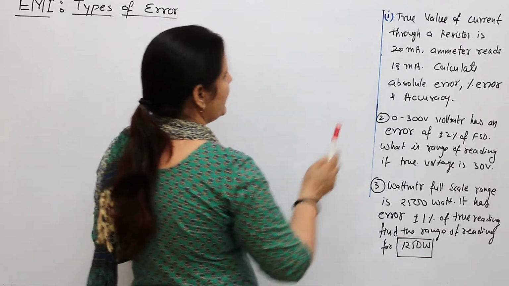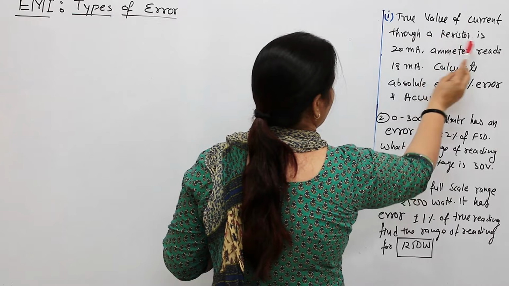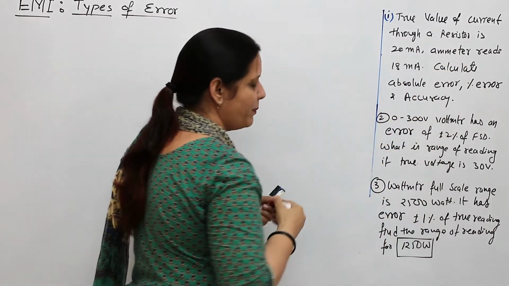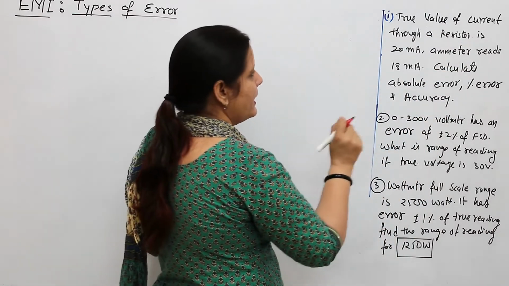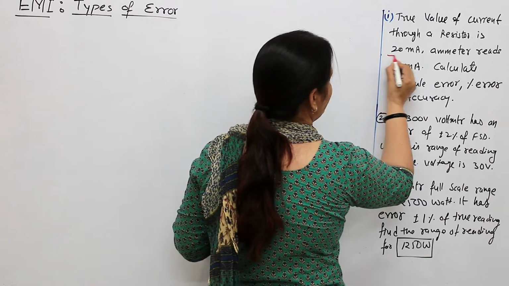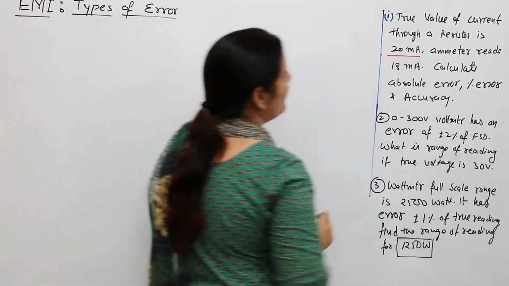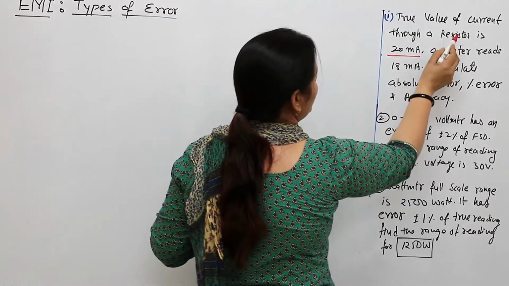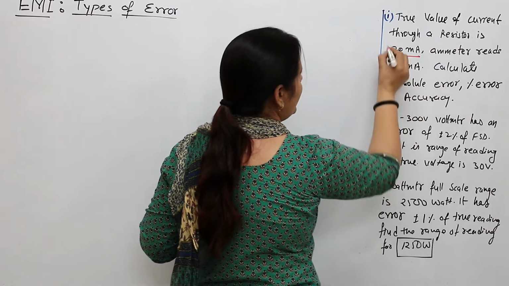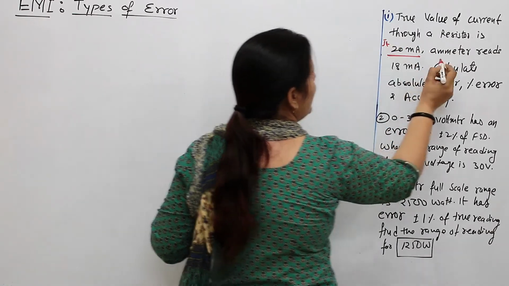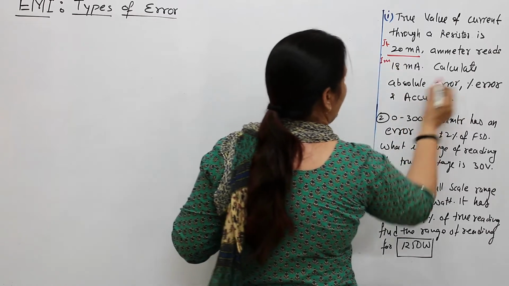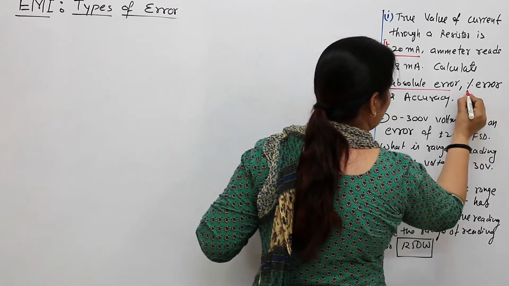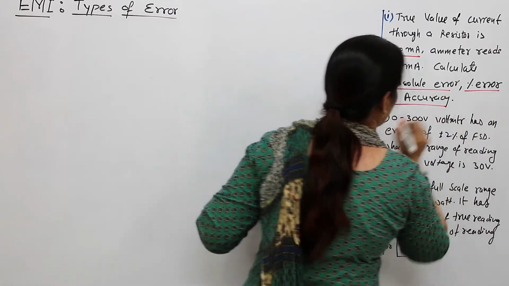First numerical example: the true value of current through a resistor is 20 milliampere. While attempting any numerical, keep reading and noting down the quantities that are given to you. This is the true value of current through a resistor. The ammeter reads 18 milliampere. This is the measured value. Calculate absolute error, percentage error and accuracy.